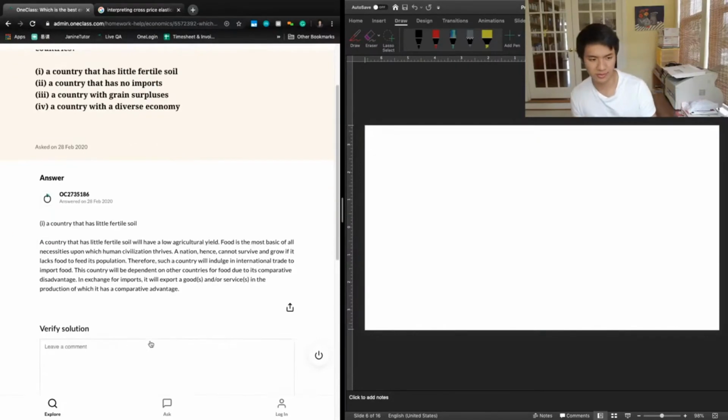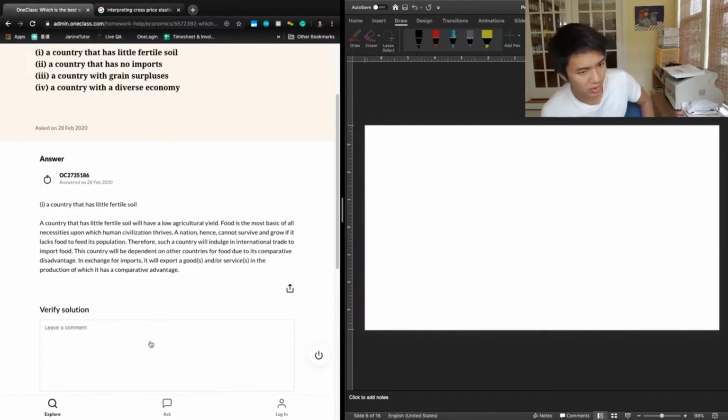So let's take a look at the previous tutor's answer. And they also said A, a country that has little fertile soil. And they said a country that has little fertile soil will have a low agricultural yield. Food is the most basic of all necessities upon which human civilization thrives. A nation hence cannot survive and grow if it lacks food to feed its population. Therefore, such a country will indulge in international trade to import food. This country will be dependent on other countries for food due to its comparative disadvantage.